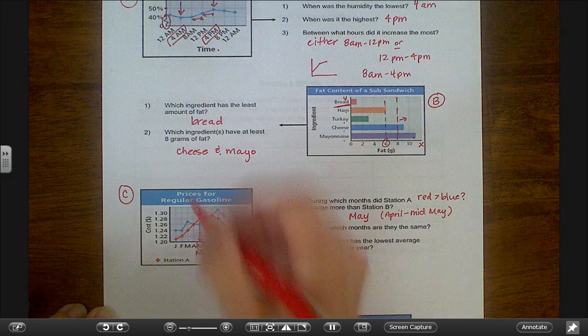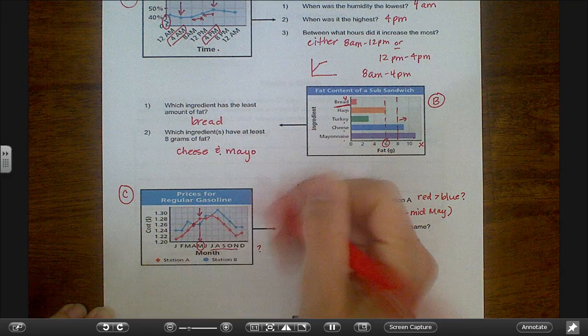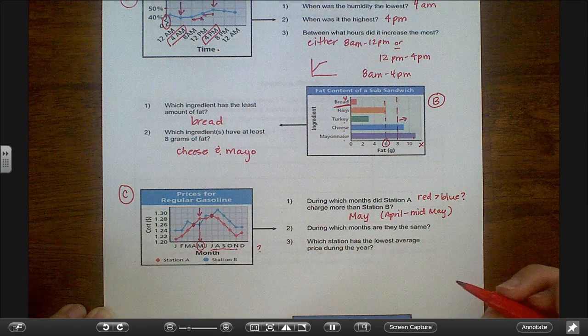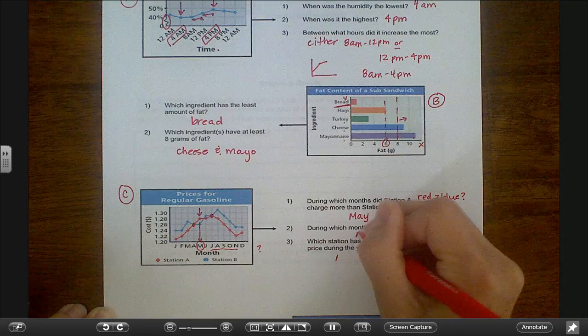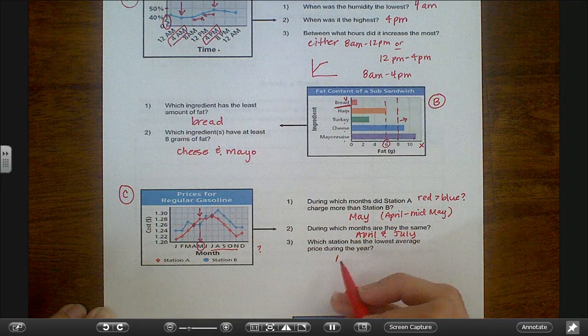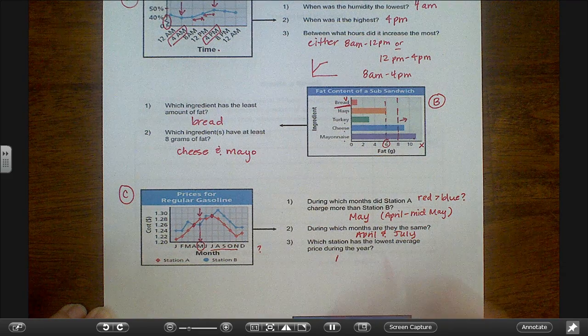During which months are they the same? Well, April is the same and July is the same. April and July. Which station is the lowest average price during the year?